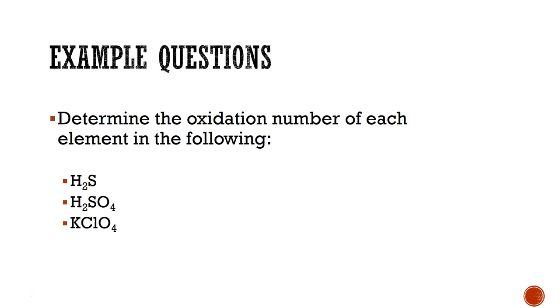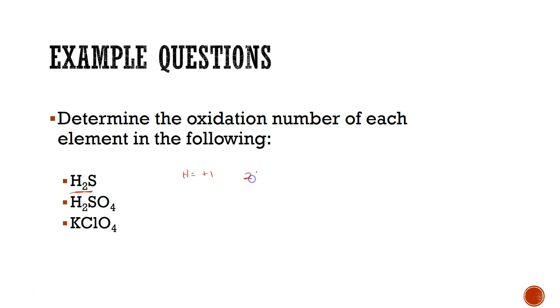So here's a couple of other examples, the last little bit for this video. So now we need to determine the oxidation number of the elements in the following. So if we look at this H2S here, first things first, we look for the ones that we have rules for. We don't have a rule for S, but we do have a rule for hydrogen. Hydrogen, if you remember, is equal to +1.